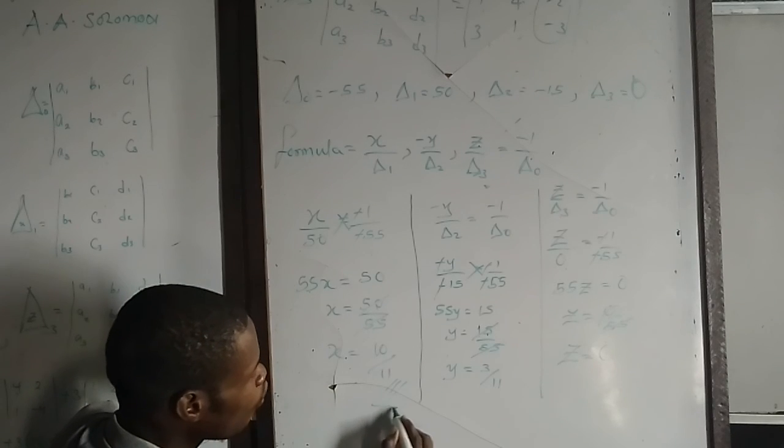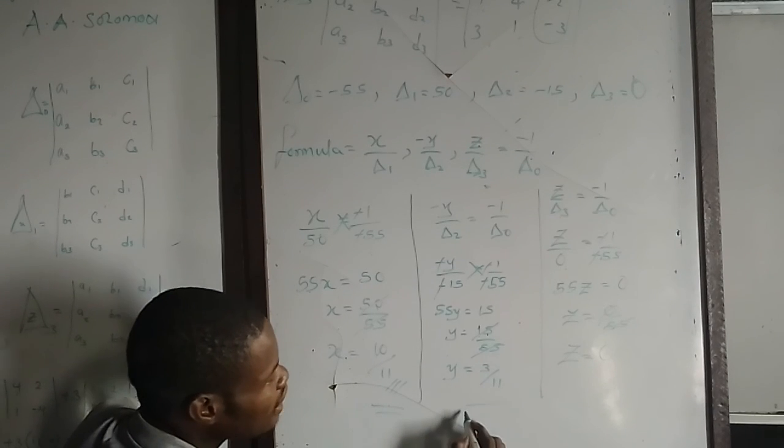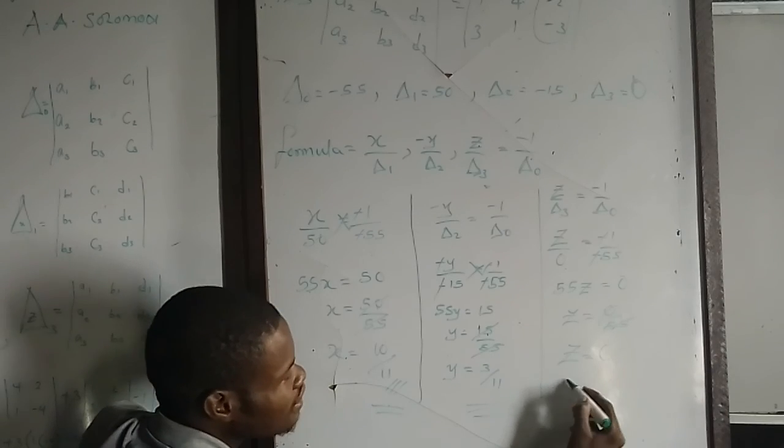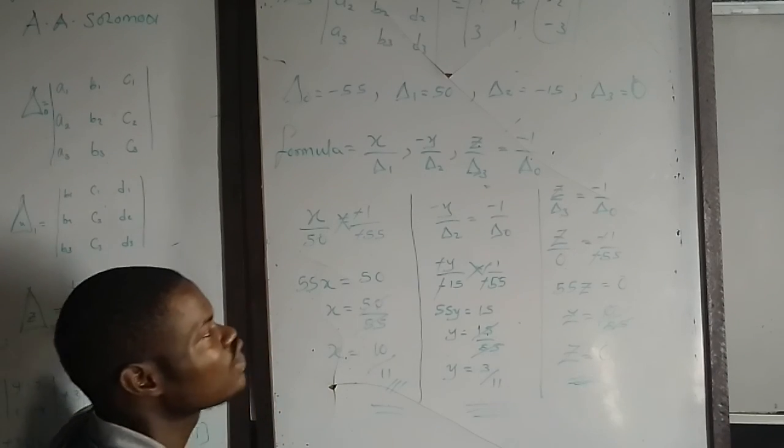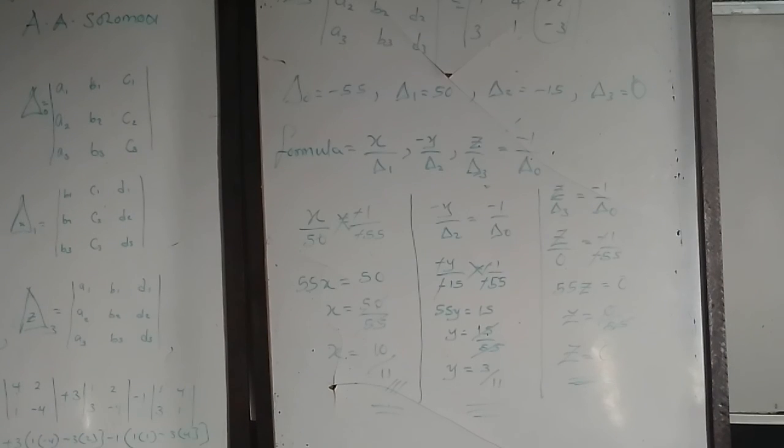So our answer for x is what? 10 over what? 11. Then our answer for y is equals to what? 3 over what? 11. Then our answer for z is equals to what? 0. So you can see, so our answer, if you are using inverse and Cramer's rules, the answer is you are going to get the same answer. So that's all for today.